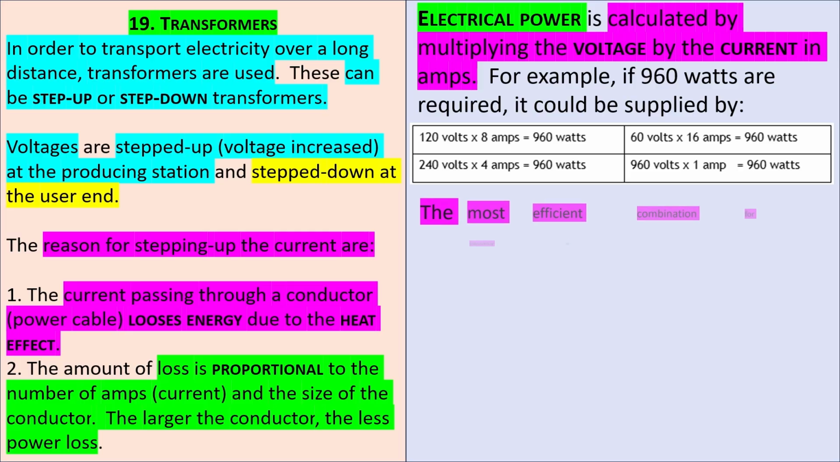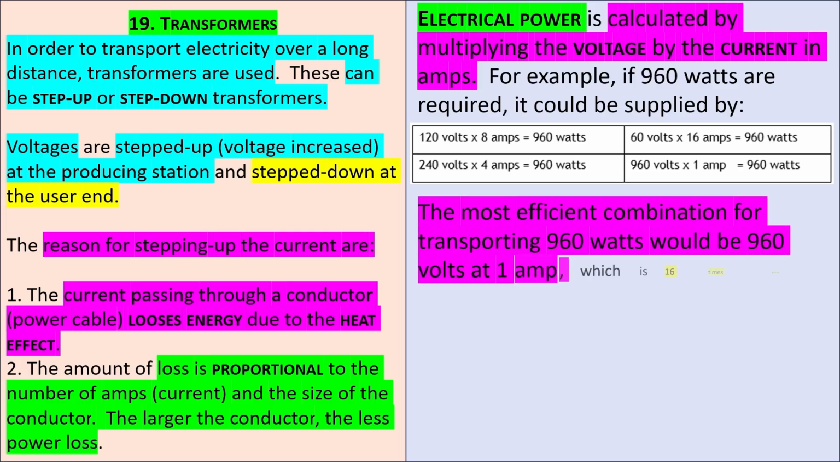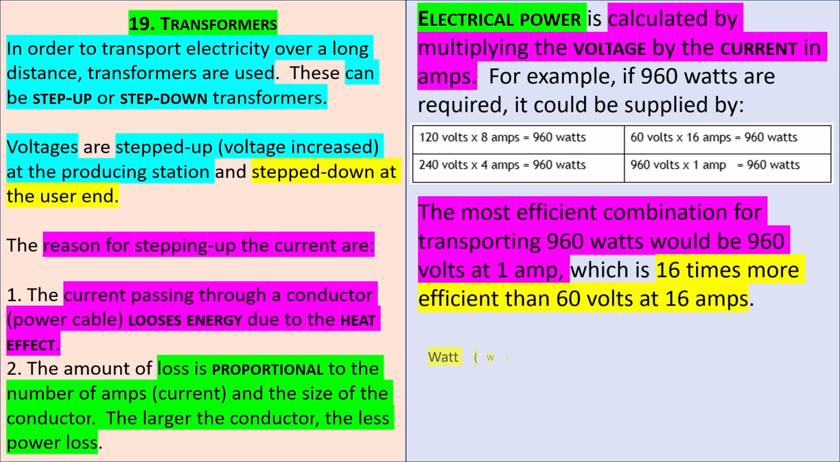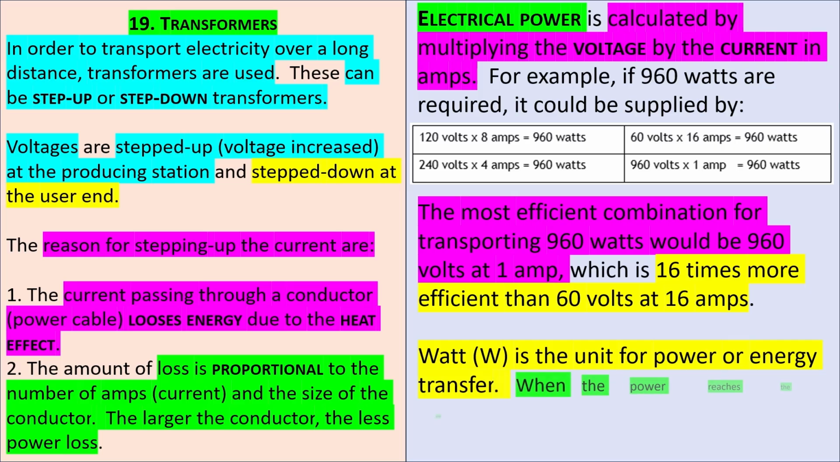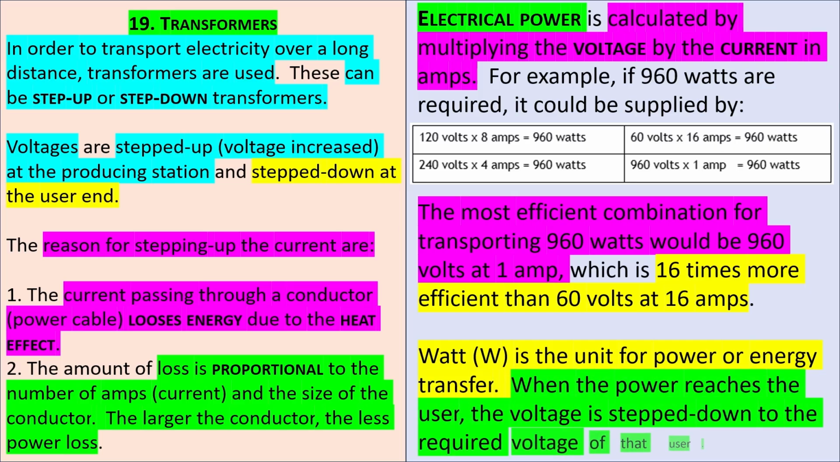The most efficient combination for transporting 960 watts would be 960 volts at 1 amp, which is 16 times more efficient than 60 volts at 16 amps. Watt (W) is the unit for power or energy transfer. When the power reaches the user, the voltage is stepped down to the required voltage of that user.